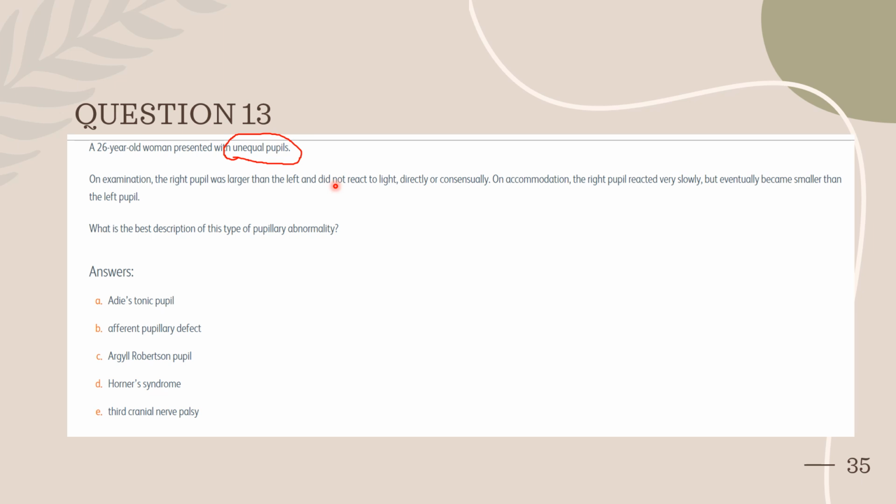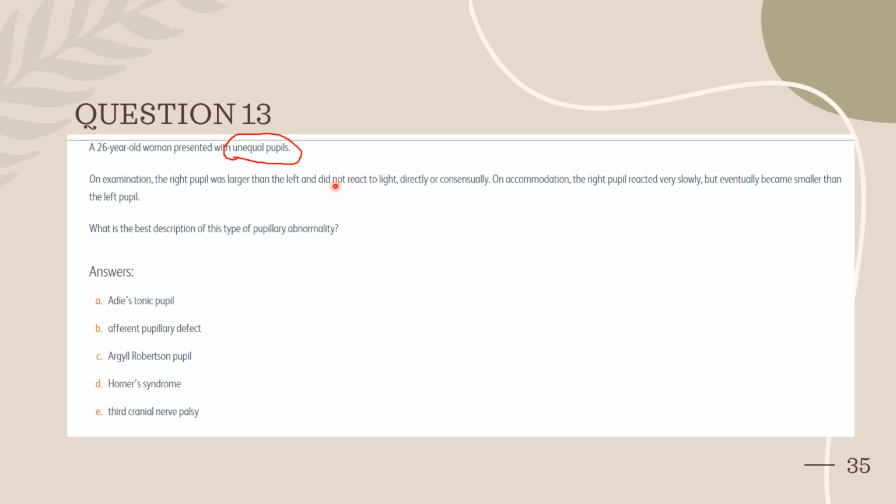If the diseased pupil is larger than the normal pupil, we have a certain differential. If the diseased pupil is smaller than the normal, we have certain differential. If it is larger, we have differentials like Adie's tonic pupil. If the diseased pupil is smaller or there is miosis, we have differentials like Argyll-Robertson pupil, which is seen in syphilis. We have Horner syndrome, which can have miosis and anhidrosis, enophthalmos, ptosis, and everything. That is the defect with the sympathetic pathway. And third, cranial nerve palsy.